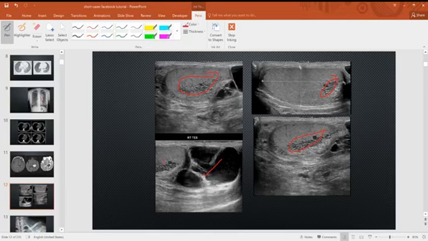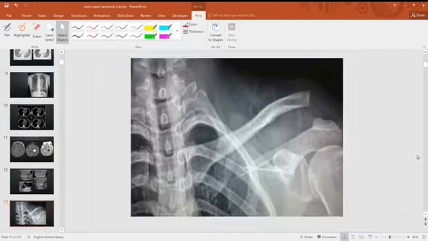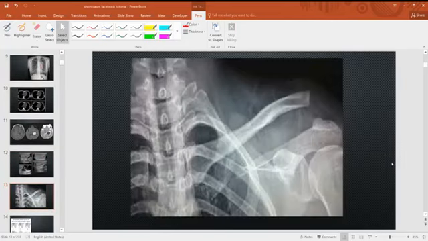And here this is another small cyst in the testis. So this is rete testis with epididymal cyst. We can move to the next case.